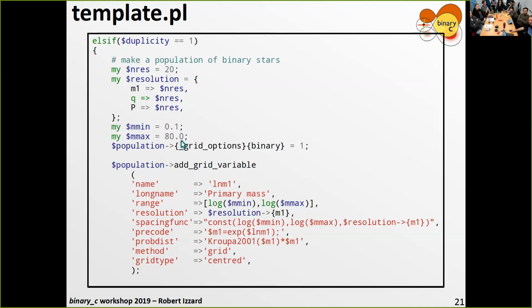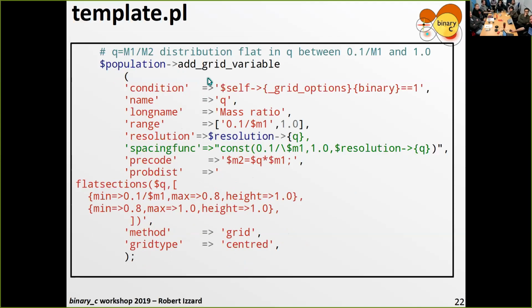Again, the minimum and maximum masses. I've set the binary option to 1 because I want the population to run binaries. And the first grid variable looks pretty much identical to what we had before. That's just the primary mass in the binary. But then what we do is we add another grid variable. In this case, we add the secondary mass, or rather the mass ratio. Now it's a little more complicated because this thing here is called a condition, so this will only be executed if this condition is true. But that's okay because we set that above.